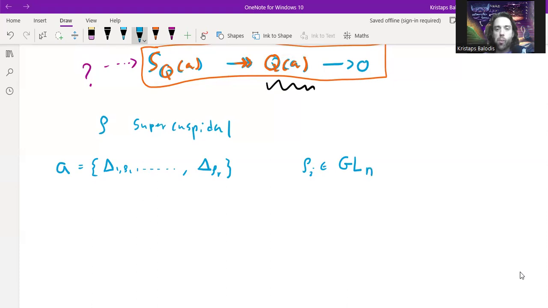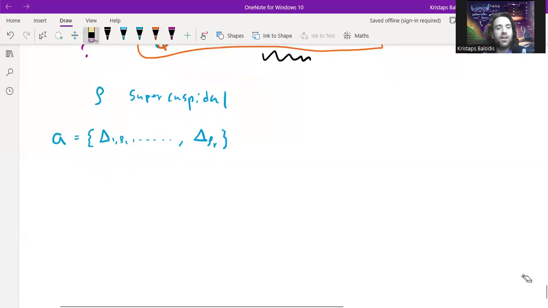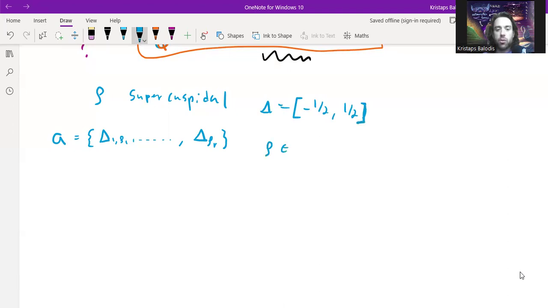So, what's the best way for me to say this? Let's go back to our GL2 example, and I just had this as my multi-segment, right? So now what I'm going to do is, suppose that rho is a supercuspidal representation. What the hell is that? We don't know. But it's one of them, and it's for GL_n of K, the p-adic numbers.